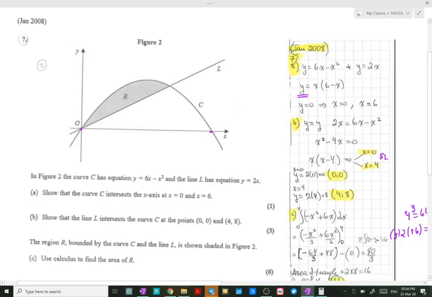Now, when x is 0, you replace it in one of the equations, and you get y equals 0. And when x is 4, you replace 4 in either equation, either the curve or the line, and you will get the answer for y, and it's going to be equal to 8.